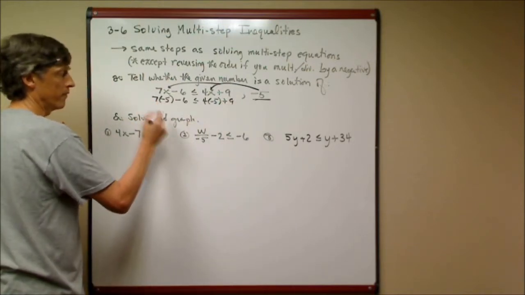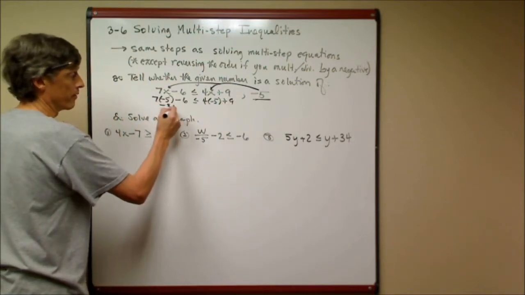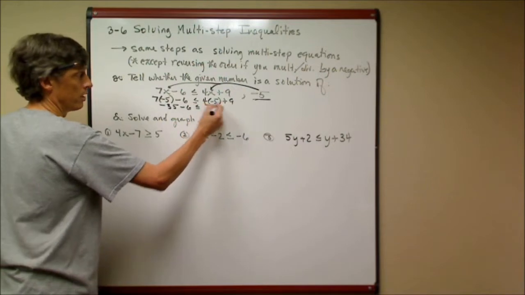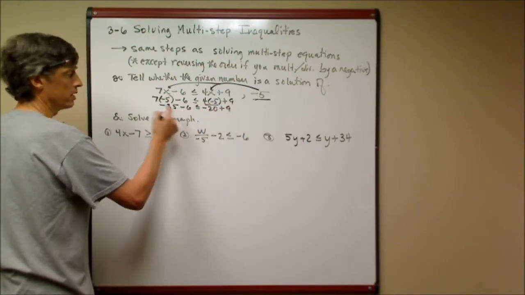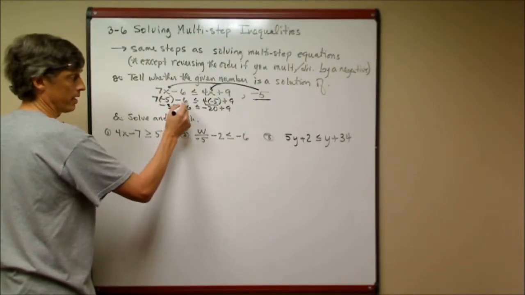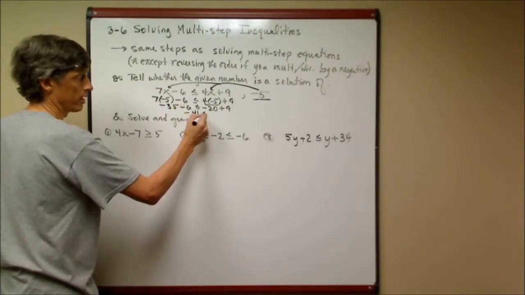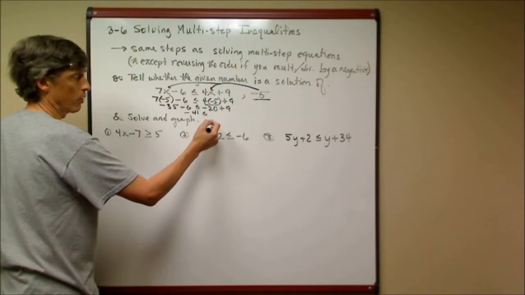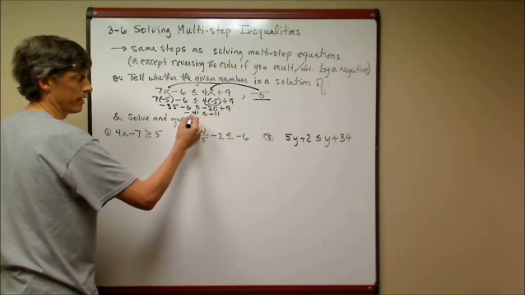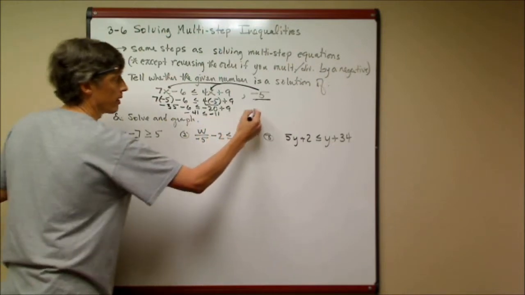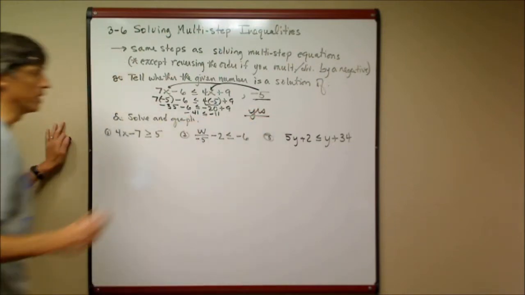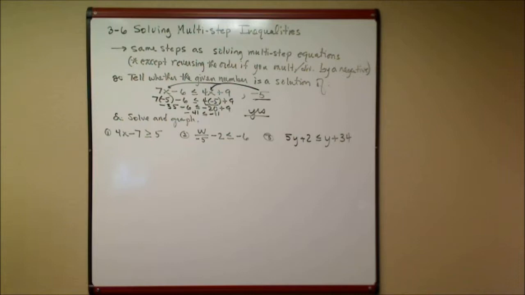7 times negative 5 is negative 35 minus 6 less than or equal to. 4 times negative 5 is negative 20 plus 9. This is like adding the opposite. This is negative 41 less than or equal to a negative 20 and a positive 9 is negative 11. And negative 41 is less than or equal to negative 11. So my answer is yes. That's a true statement. Now we'll solve and find all the solutions. We'll also graph them on the number line.